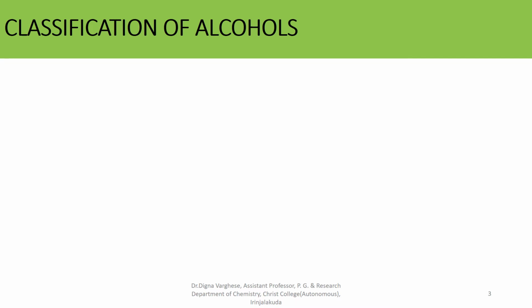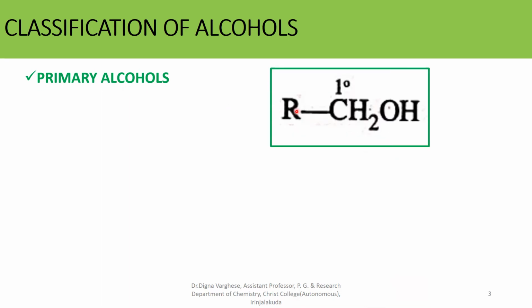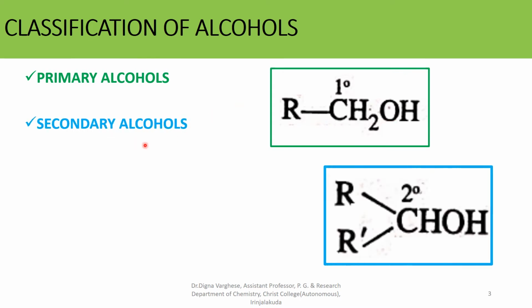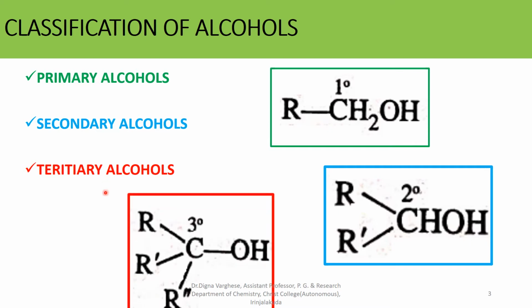Classification of alcohols. Depending upon the carbon atom carrying the OH group, the alcohol is classified into primary alcohols, where you can see the primary carbon atom attached to the OH group. Second one is secondary alcohols. Here you can see the secondary carbon atom attached to the OH group. Third one is tertiary alcohols. The tertiary carbon atom is attached to the OH group. So, depending upon the carbon atom carrying the OH group, it is classified into primary, secondary, and tertiary alcohols.